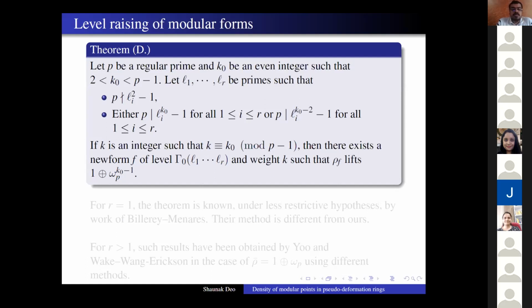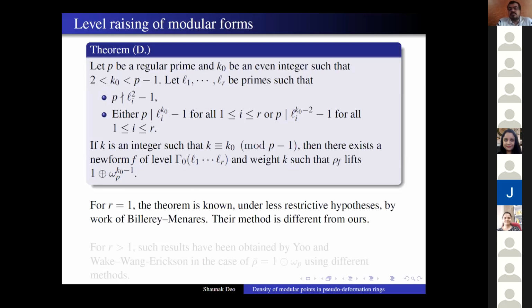Just some history. For r equal to 1, this theorem is known under less restrictive hypotheses by the work of Billerey and Menares. Their methods are different from our methods. So r equal to 1 is just level raising at one prime, the analog of Ribet's level raising, and that is already known by Billerey and Menares. They don't have the first hypothesis that p does not divide l_i squared minus 1. They proved the same theorem, but only for level raising at a single prime. But here we are level raising at multiple primes.